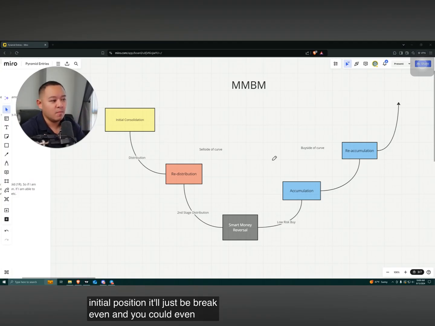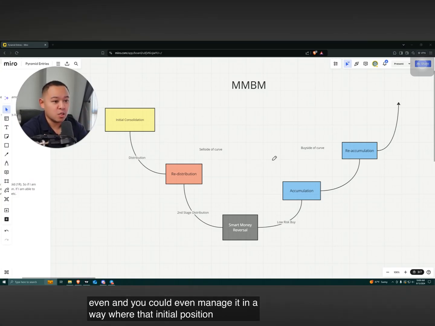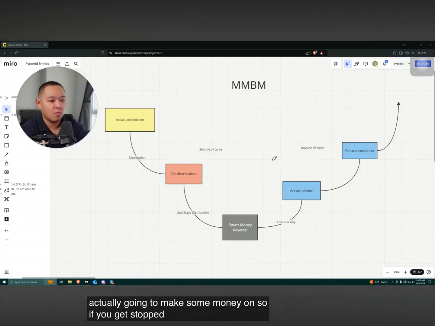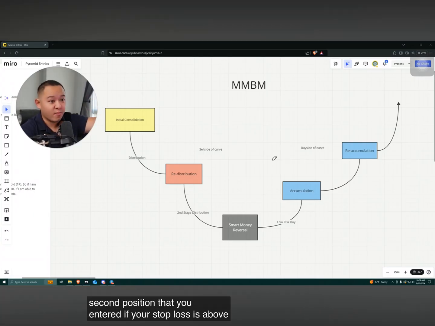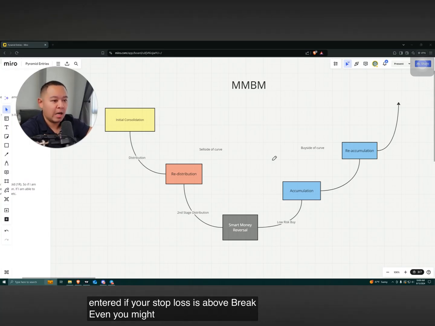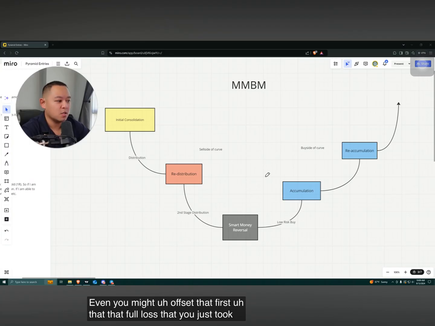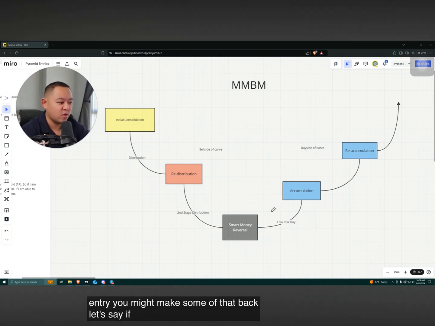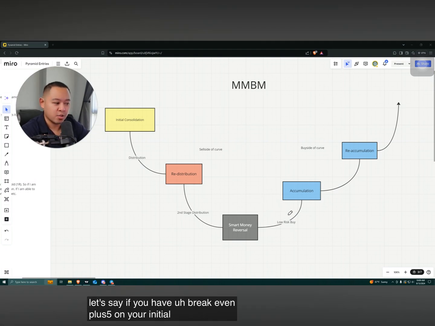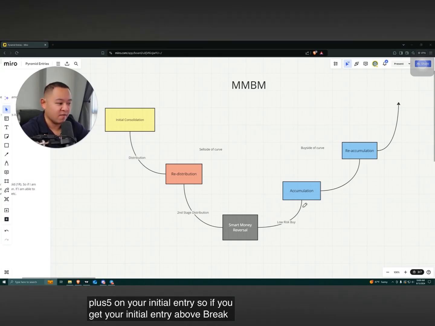And you could even manage it in a way where that initial position, you're actually going to make some money on. So if you get stopped out at 1R on that second position that you entered, if your stop loss is above break even, you might offset that full loss that you just took. So if you took a 1R loss on that scale in entry, you might make some of that back. Let's say if you have break even plus 0.5 on your initial entry. So if you get your initial entry above break even, you can mitigate some of that loss.